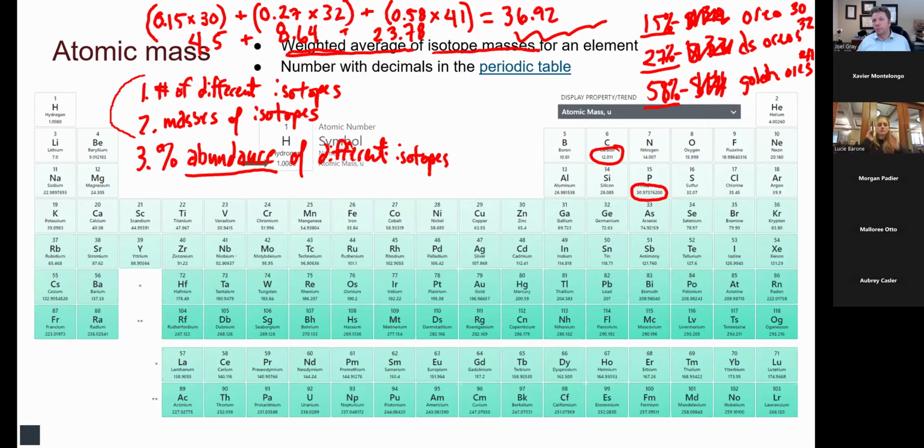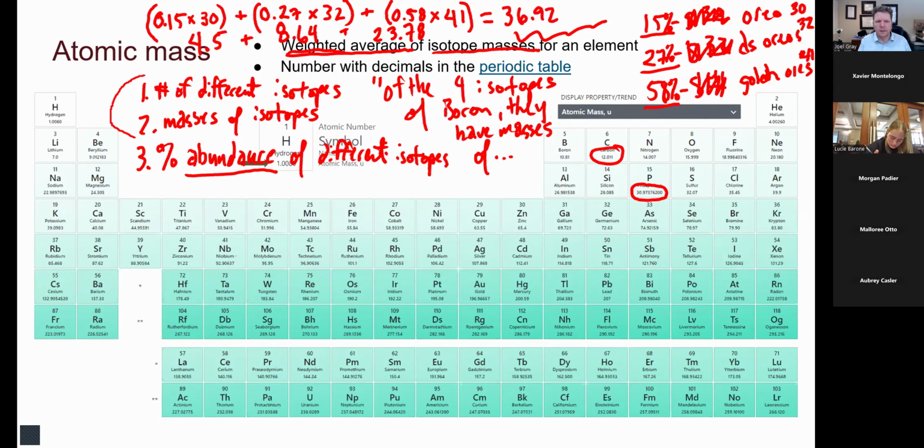That would be information that would be provided in the problem. So the question would read something like, of the 4 isotopes of boron, they have masses of dot dot dot.